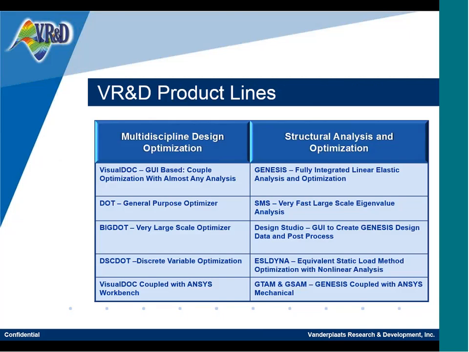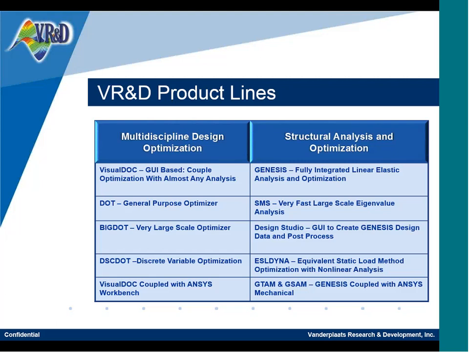On the other side of things, in the multidisciplinary line, the flagship product is VisualDoc, which is a GUI-based tool to couple not just optimization, but other design processes and integrate your design process with almost any analysis. The other tools on the multidisciplinary side are optimizers, which we provide to third parties as libraries that can be used.